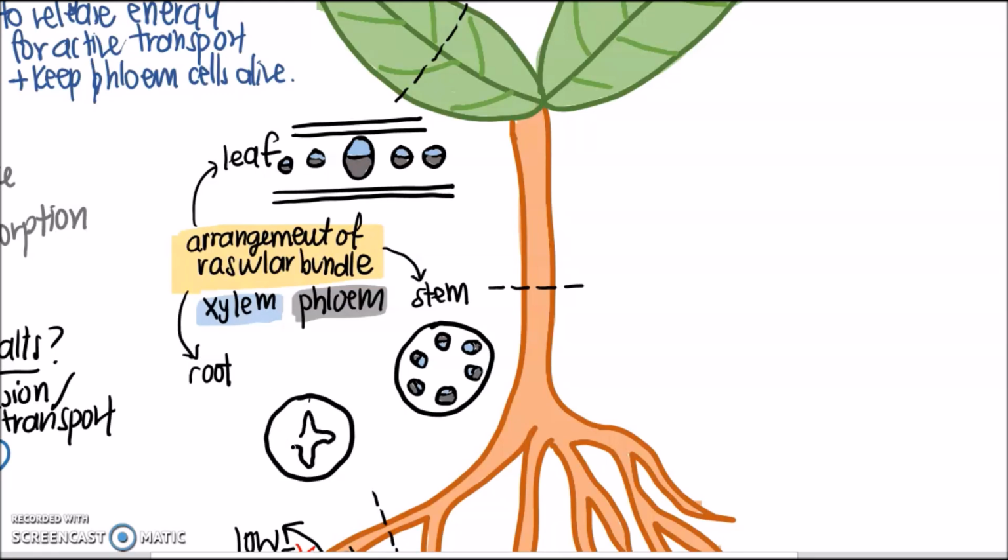So this is what a root looks like. Normally it has a star or a cross shape in the middle. That is my xylem, while the phloem is actually the little bundles at the side. So same thing, if you compare the root and the stem, the xylem is always in the middle, while the phloem is on the outside. And you notice that the root is also surrounded by root hairs.